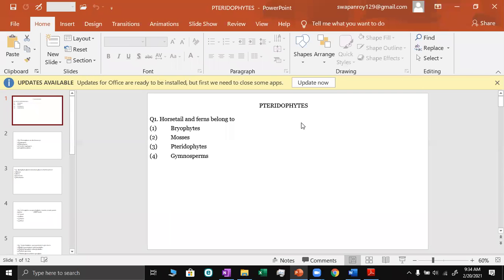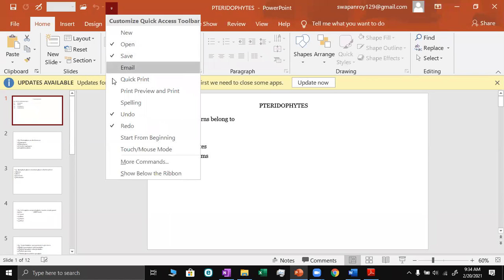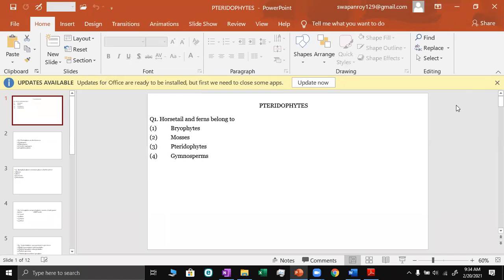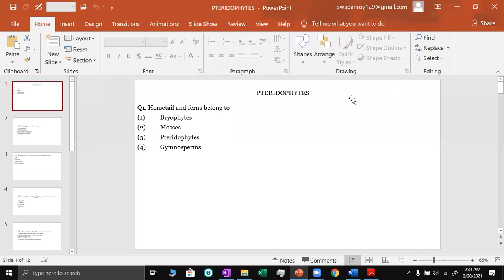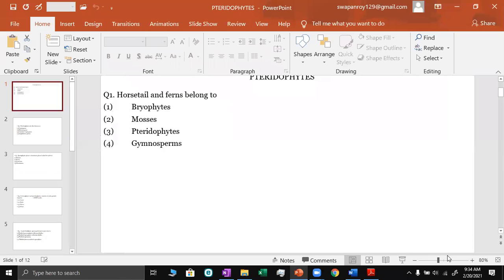We have learned something about the pteridophyte, and today we will solve some questions based on that. Okay, so here are the questions. Can you see?